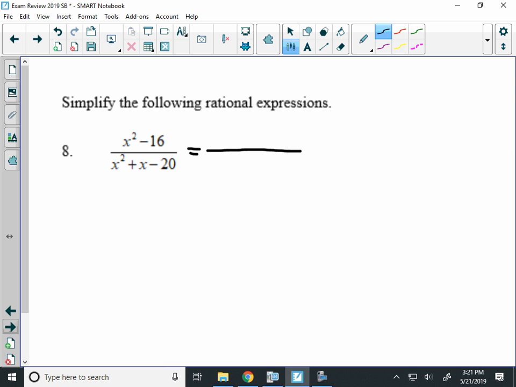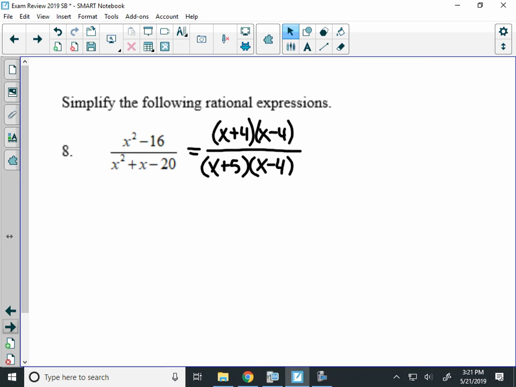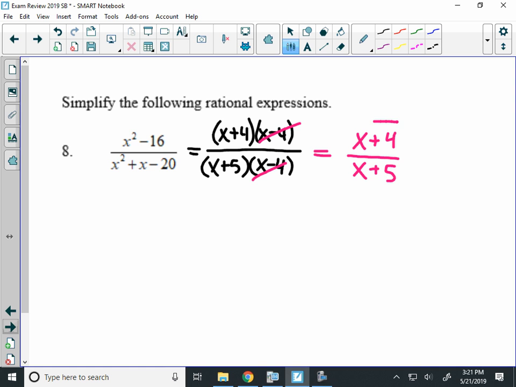Factoring the numerator is difference of squares. x plus 4, x minus 4. The denominator factors as a trinomial. Two numbers that multiply to -20 and add to 1 are 5 and -4, so x plus 5, and x minus 4. Now you are allowed to cancel x minus 4 and x minus 4. Your final answer is x plus 4 over x plus 5. That's it for the first one.